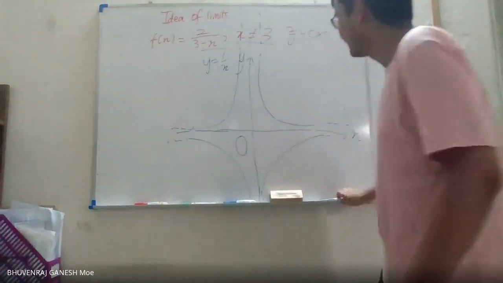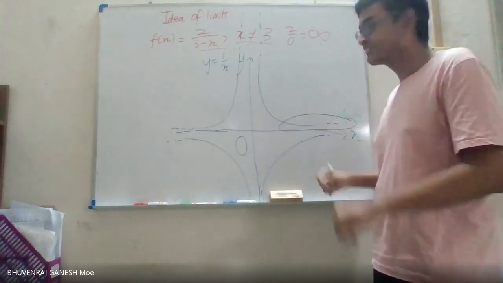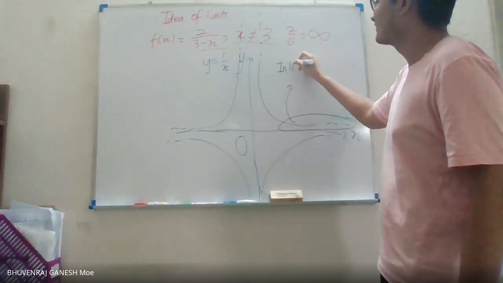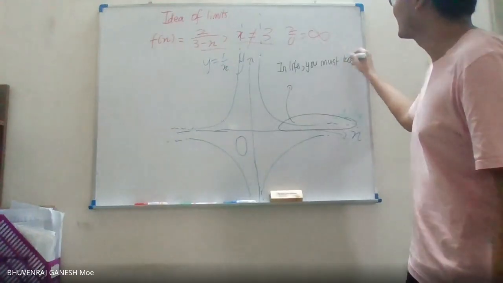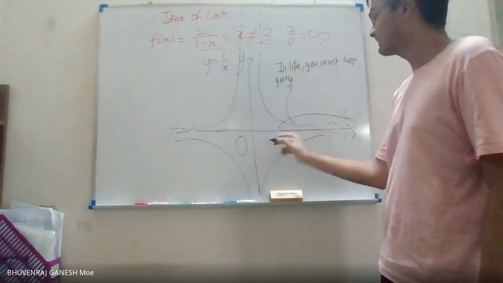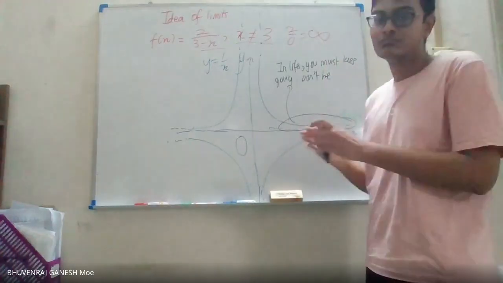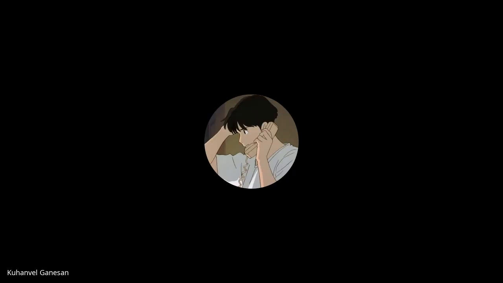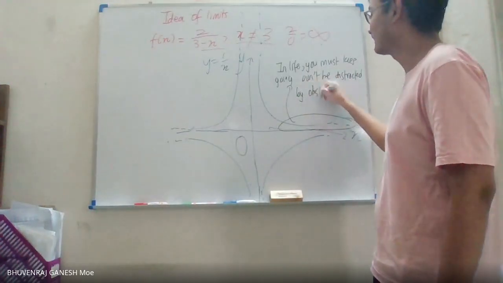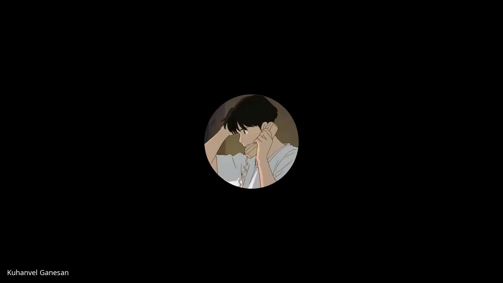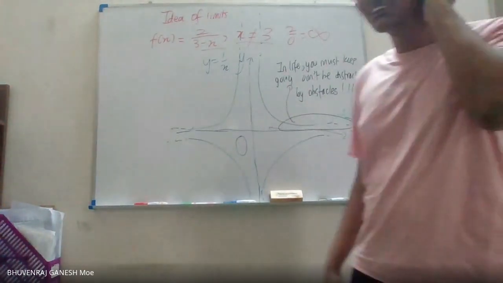One good lesson from this graph, a good life lesson, nothing about maths. Sometimes in life you must keep going. Don't be distracted by obstacles. The obstacle in this case is your x-axis and y-axis. Don't let them touch. And it's important now, in the context where we are close to the final one. So this is the life lesson of the day. Random idea.